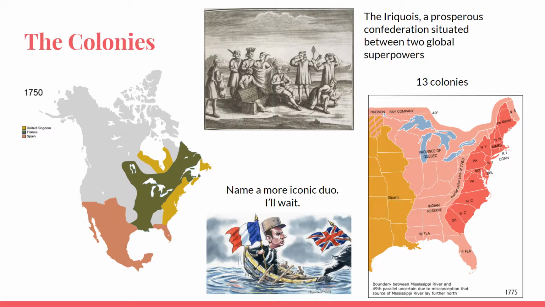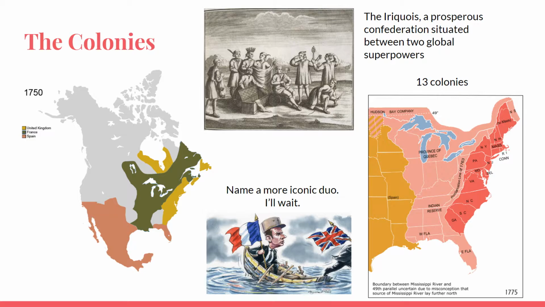We see the division between the Spanish, the French, and the United Kingdom, and these were the three biggest powers that would hold territory here within the continent. Unfortunately, it wouldn't last that long. You see here at the bottom, French and British relations going to war with each other. Name a more iconic duo, right?